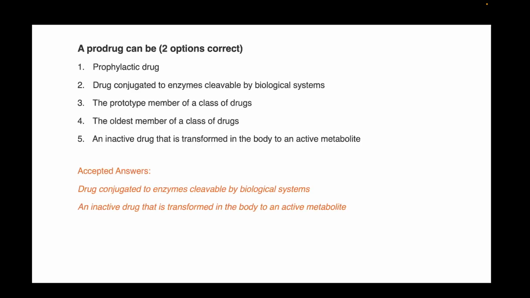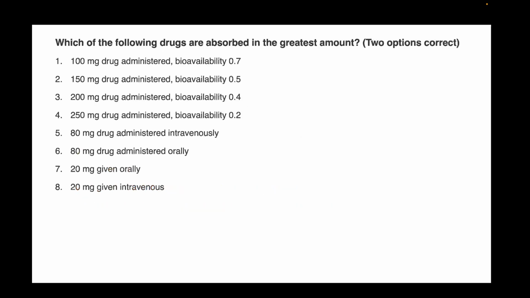The second option, that is a drug conjugated to enzymes cleavable by biological systems, and an inactive drug that is transformed in the body to an active metabolite. So basically, you can make the drug inactive either by conjugating it to another linker or some other inactive form, and then because of the enzymes in the body, these linkers could be cleaved and the drug is available in the body in the active form. So that is a prodrug. Moving on to the next question.